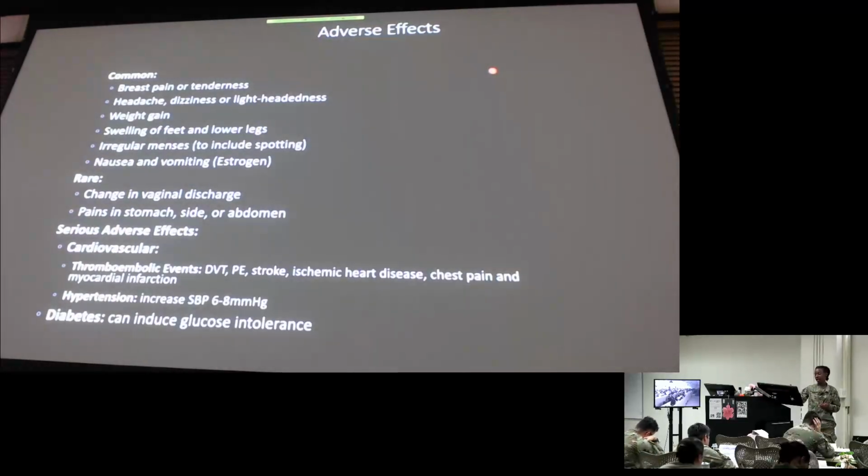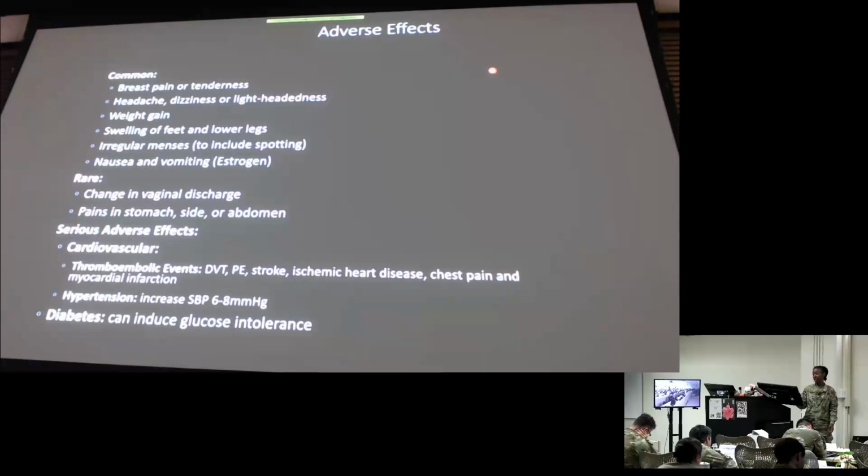Adverse effects, again, very similar things. In my mind, I associate this with the patch for whatever reason, and I don't know why. But I'm looking at the side effects of the breast pain and tenderness. Like I said, don't place the patch on their breast. The irregular menses, the swelling of their lower legs. Good options. These also don't last the entire time that someone has the IUD or the implant in. Your rare ones, the change in the vaginal discharge, abdominal GI issues, those aren't very common, so I'm not going to ask you about that.